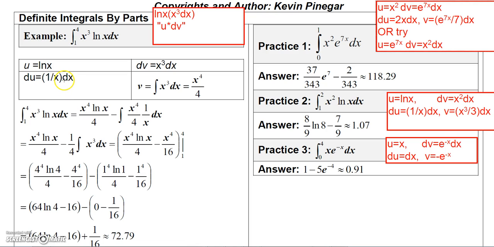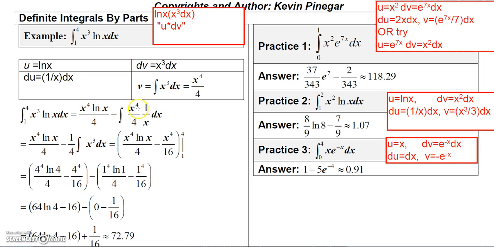So that makes du be 1 over x dx, and then dv is x cubed dx, and when you integrate x cubed dx to get v, you get x to the 4th over 4. So now this integral, remember, is going to equal uv, which would be the natural log of x times v, which is x to the 4th over 4. So that's x to the 4th times natural log of x all over 4, and then minus the integral of v du. So the v is x to the 4th over 4, and the du is 1 over x dx.